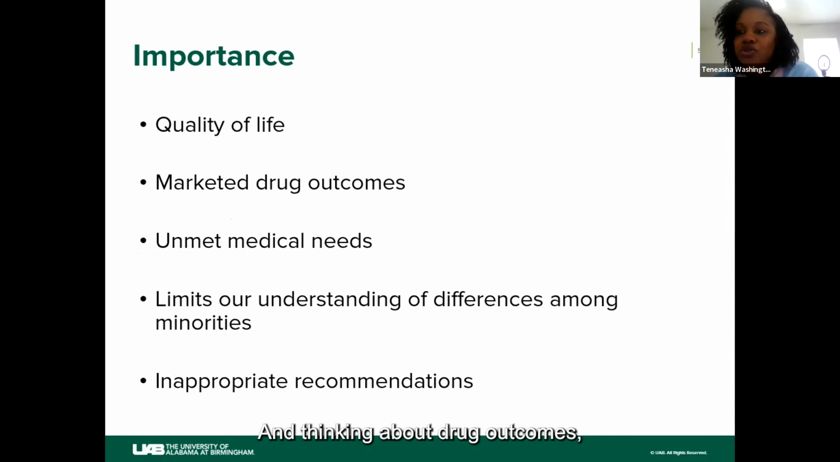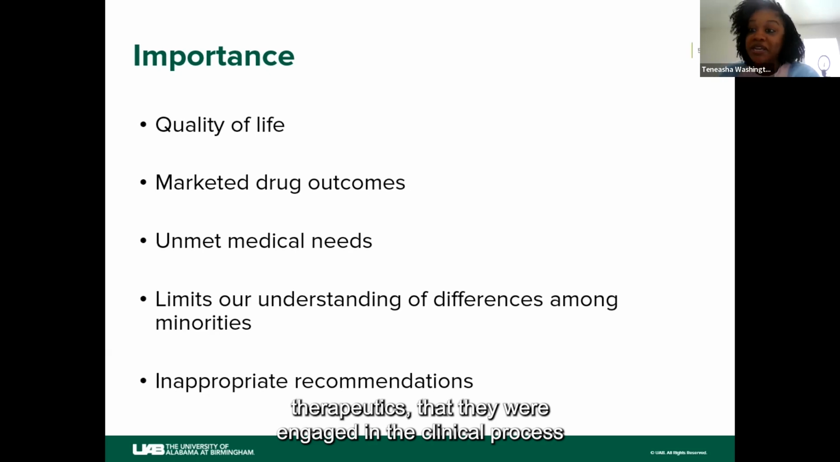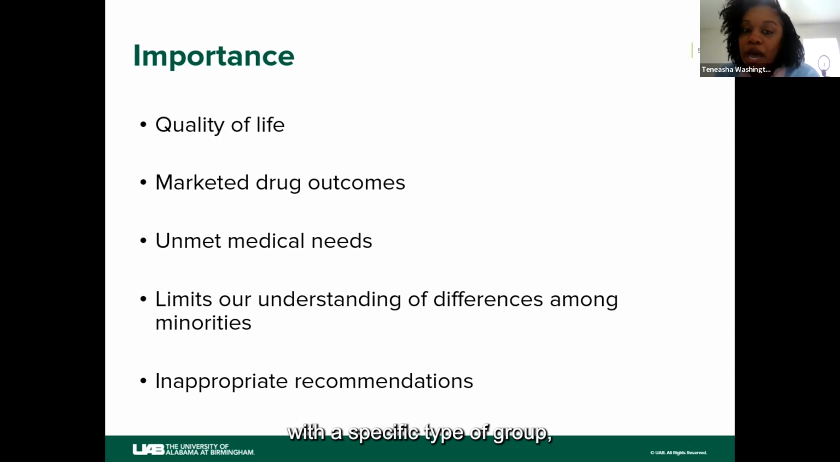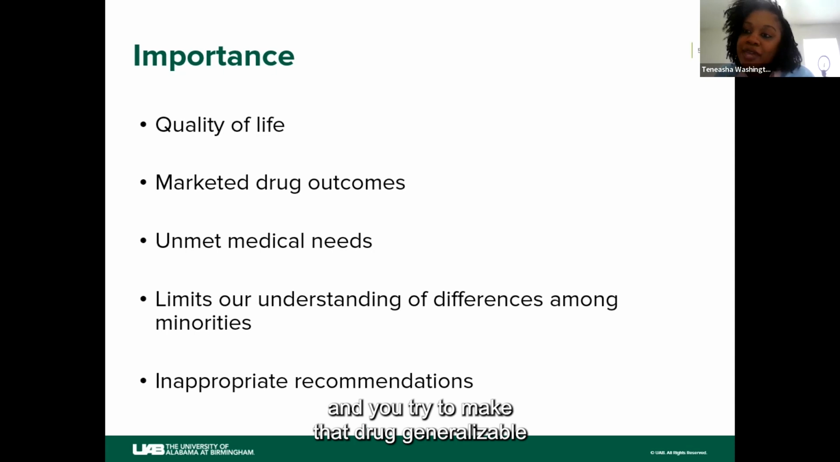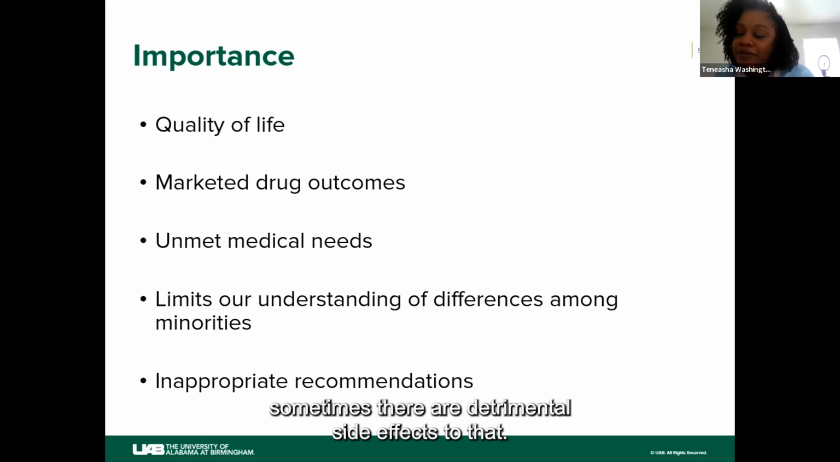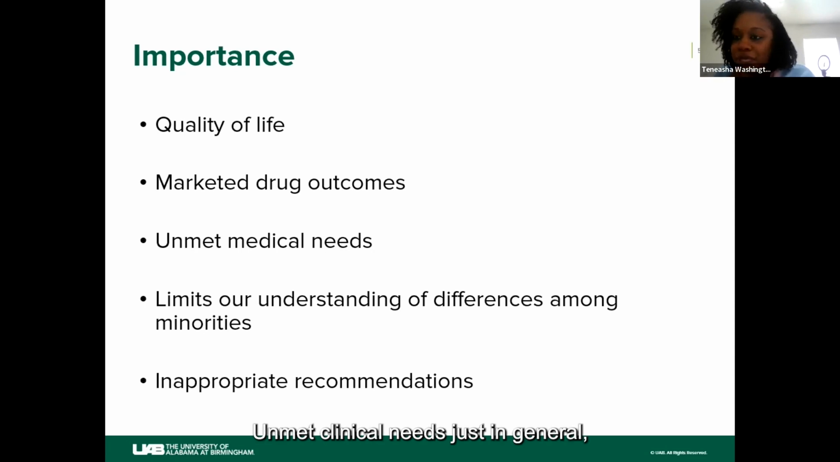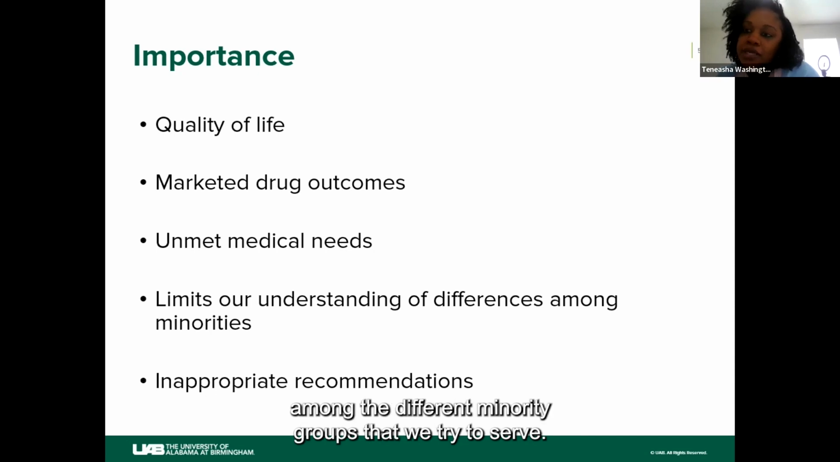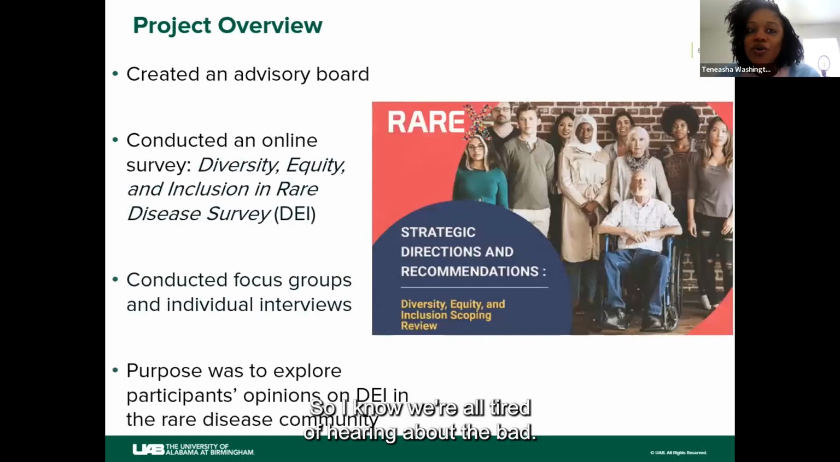And thinking about drug outcomes, we've seen in several therapeutics that they were engaged in the clinical process with a specific type of group. It may have worked for that group, but once you try to make that drug generalizable to a larger population, sometimes there are detrimental side effects. Unmet clinical needs, just in general, and then limits our understanding of the differences among the different minority groups that we try to serve.